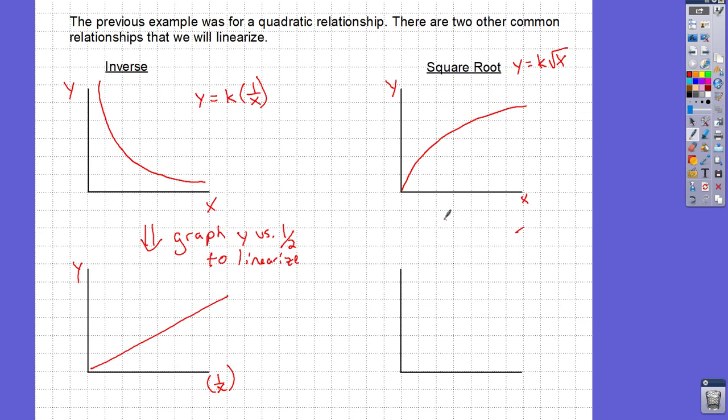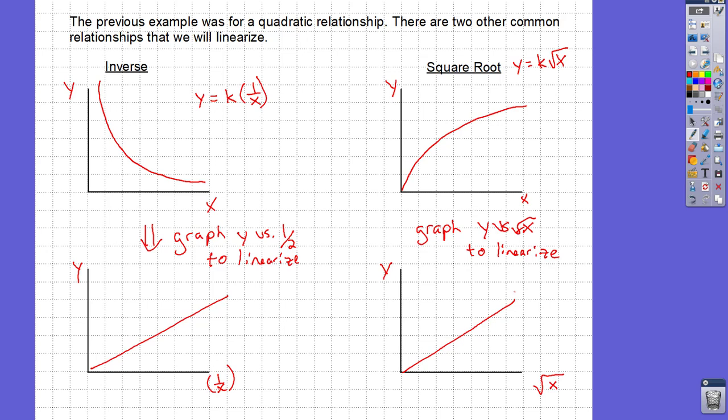So to linearize, what we're going to do is we're going to graph y versus the square root of x to linearize. So you're going to take all the x values in your table and take the square root of them. So basically you're going to make a new table. Okay, and if you graph y versus the square root of x, you get something like that.